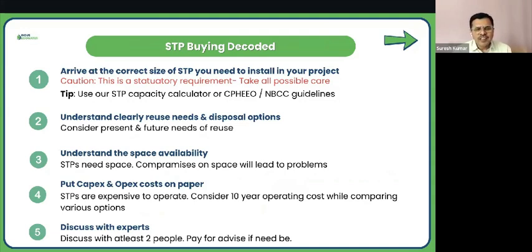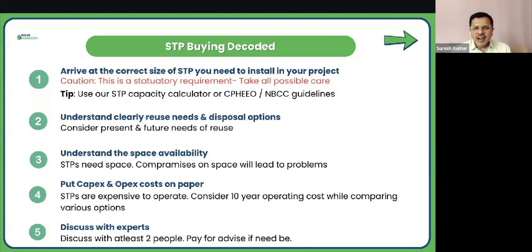Instead of going by what STP vendor says, every STP buyer should use a STP calculator provided either by CPHEEO or NBCC, or you can use a ready-made calculator available at our website, modernstp.com. Check for yourself what is your STP capacity. Do not go by hearsay or vendors.